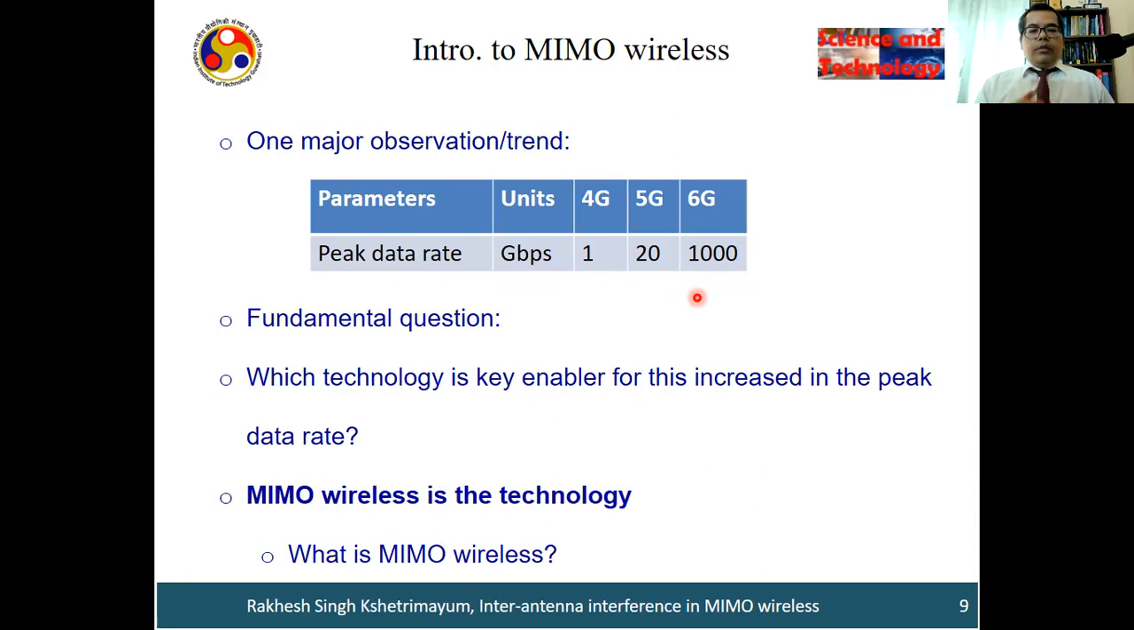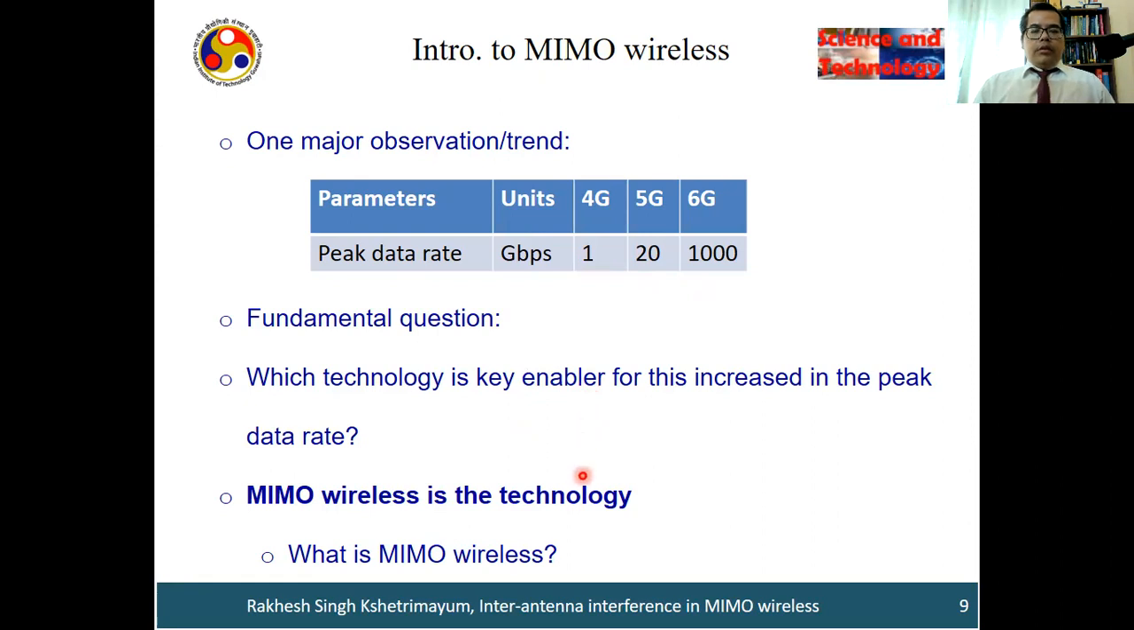And the fundamental question is, which technology is the key enabler for this increase in the peak data rate? What is the technology behind this increase in the peak data rate over several generations of mobile wireless communications? So MIMO is the technology. MIMO wireless is the technology. Every engineer knows what MIMO wireless is, because this is the technology behind 4G, 5G, and it is also going to be there in 6G wireless communication.